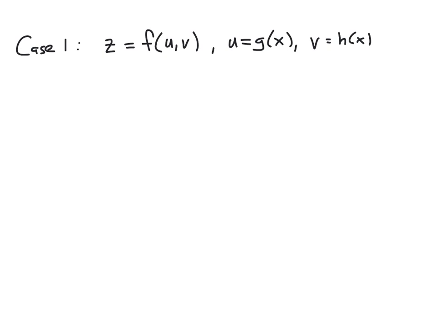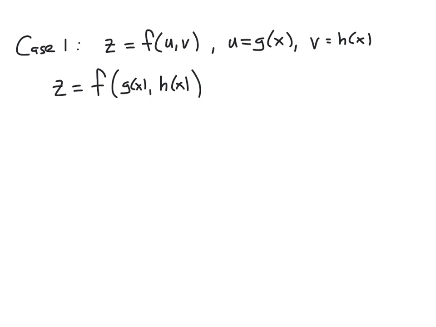In this context, it's easy to see that z is actually a function of a single variable x just by replacing u with g of x and v with h of x. All right, so z is a function of a single variable x, but it's still defined in terms of two independent functions, g and h. So the value of g and the value of h are completely independent of each other.